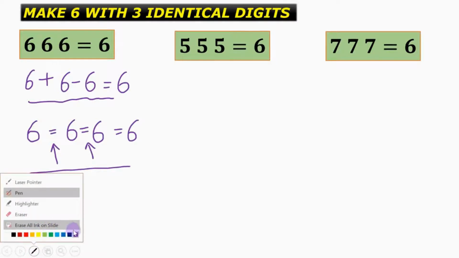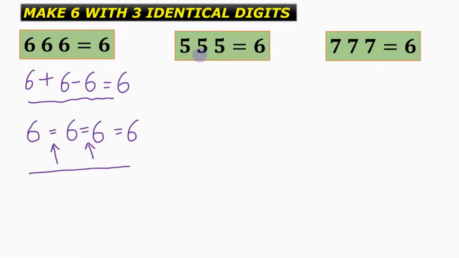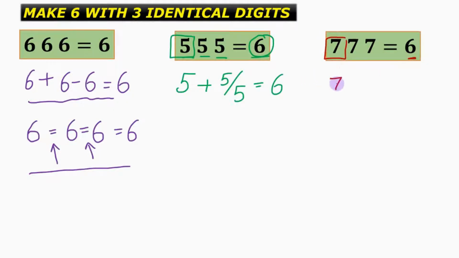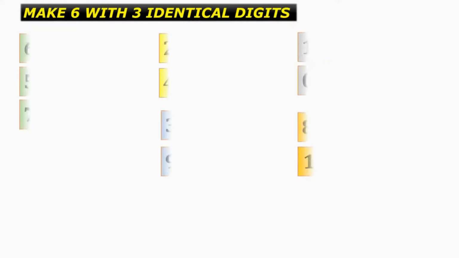Now let us check out the other question. Now we have 5 is equal to 6. We observe that 5 plus 1 will give us a 6. So we write 5 plus, now we have to make 1. And 1 can be made very easily by just dividing 5 by 5. And hence we get 5 plus 5 divided by 5 is equal to 6. Similarly, the other question is pretty simple. We say that 7 minus 1 will be equal to 6. So 7 minus 7 divided by 7 will be equal to 6.